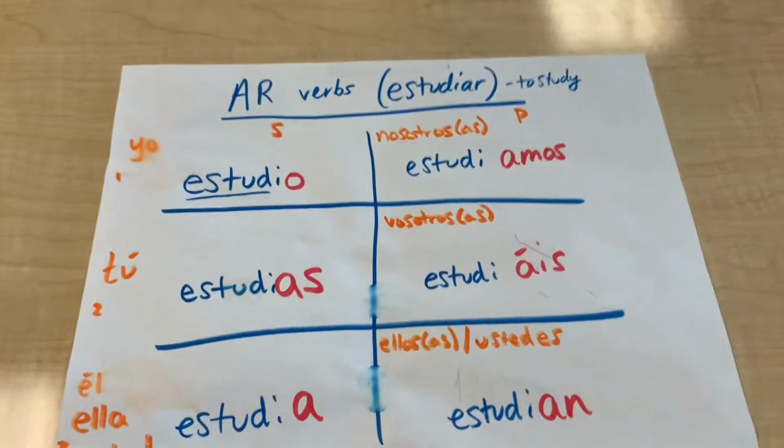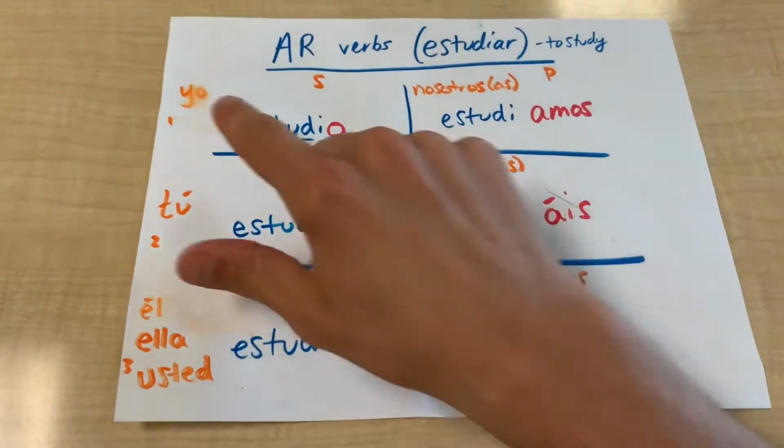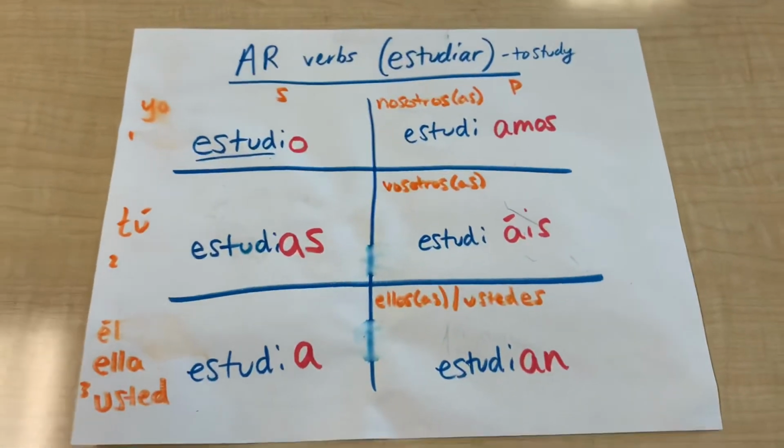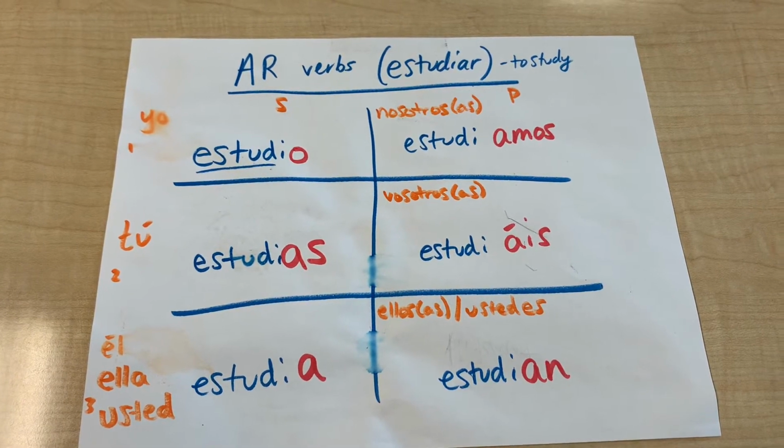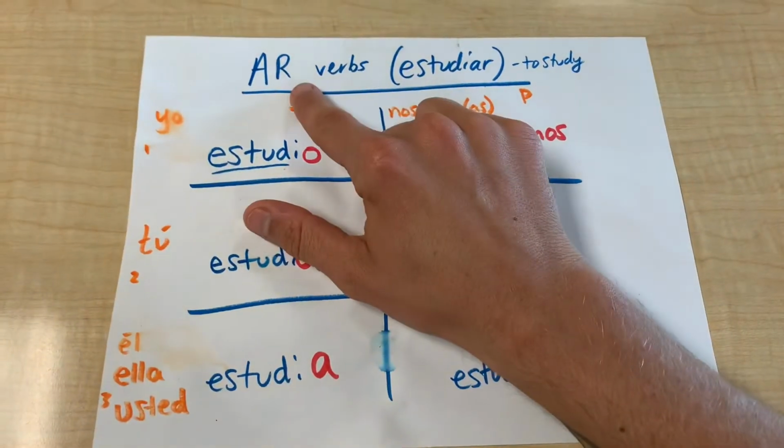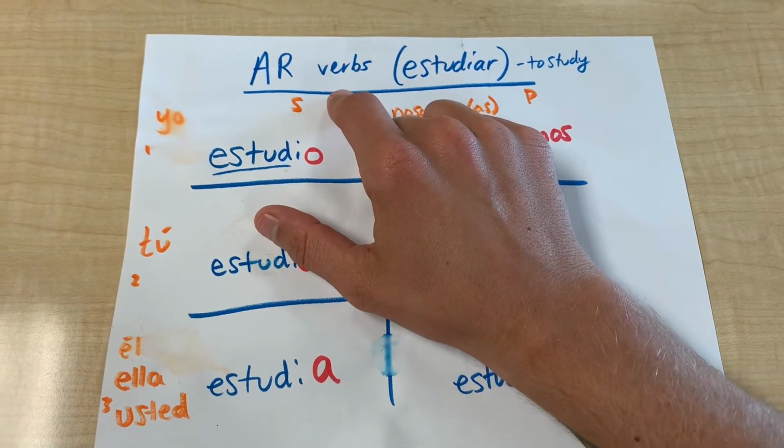All right, as you can see, my paper has a few drops of water damage, but that's not going to stop me. So I'm going to try to keep this steady for you. I don't have a tripod, but yes, AR verbs, regular AR verbs.